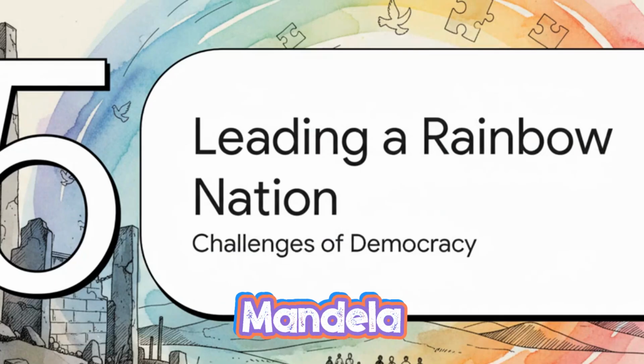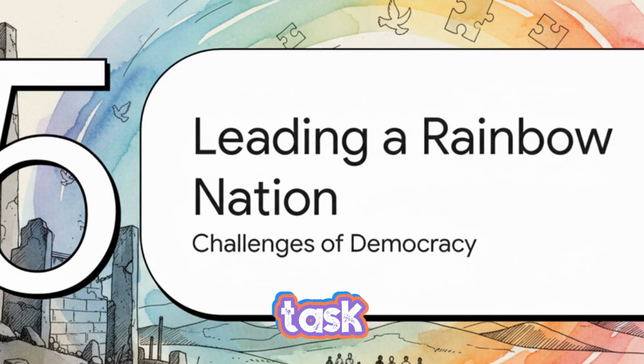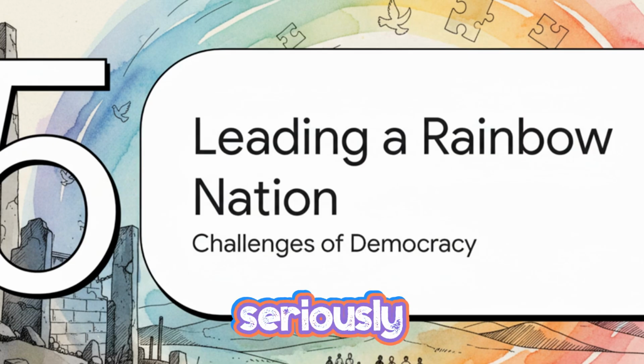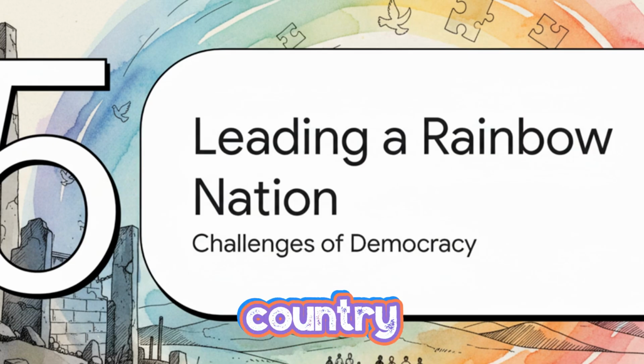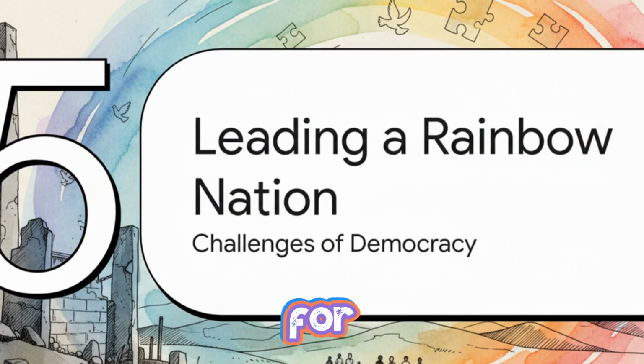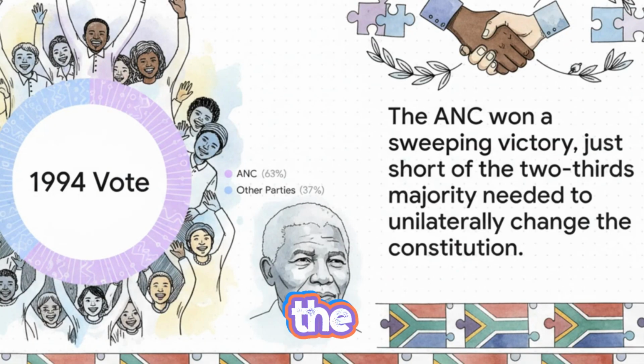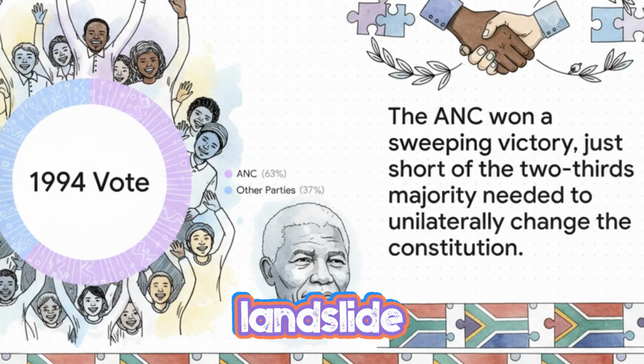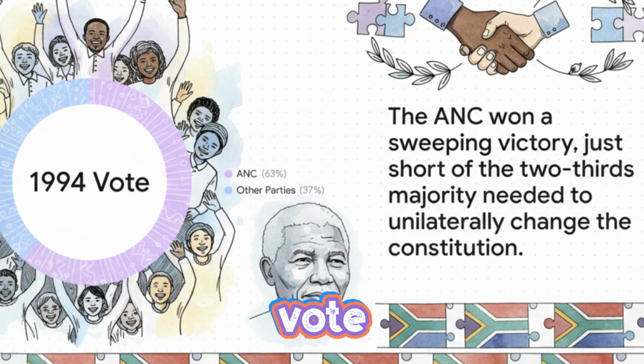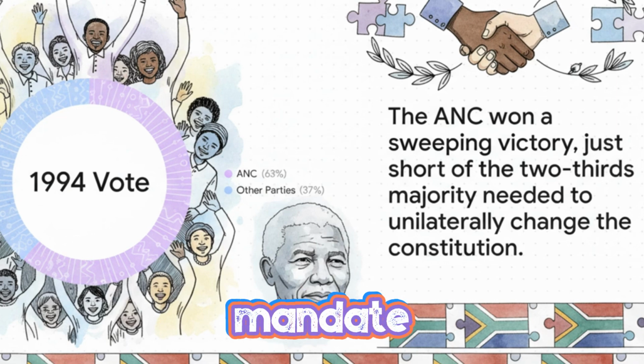So now he's President Mandela. Let's look at the monumental task he had ahead of him. I mean, seriously, how do you even begin to heal a country that has been defined by division and violence for centuries? Well, the ANC won the election in a landslide, getting nearly 63% of the vote. So Mandela had a clear mandate to govern.